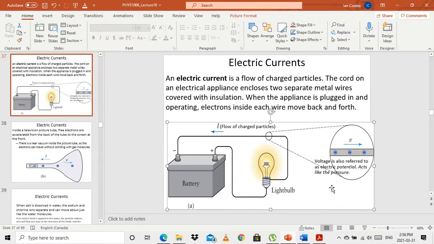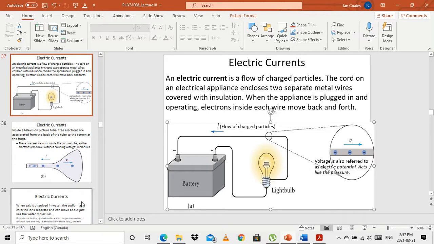Voltage, which we'll get into. Oh yeah, there are lots of definitions here. Voltage is also referred to as electric potential energy. It kind of acts like the pressure in the blood vessels. So again, I is your flow, your current of charged particles, and it's actually going the opposite direction of the arrow.